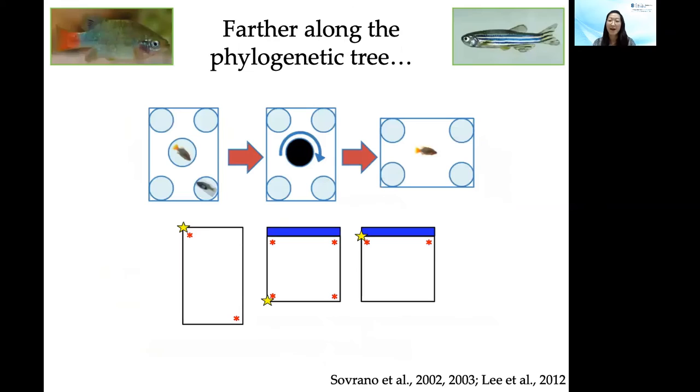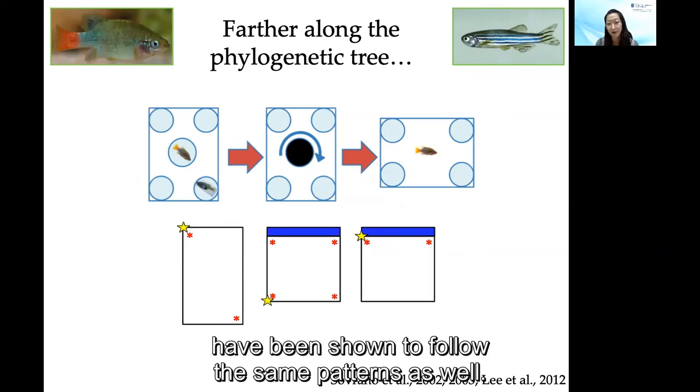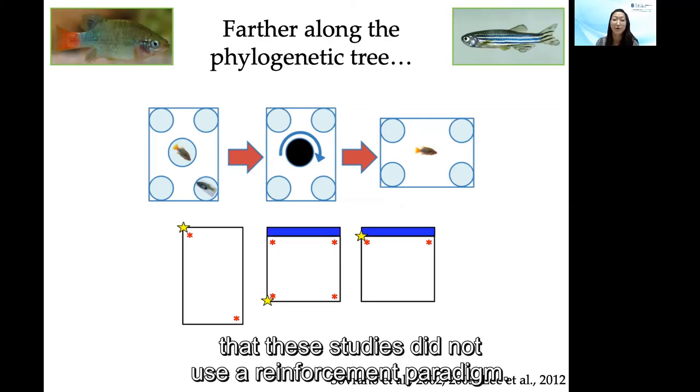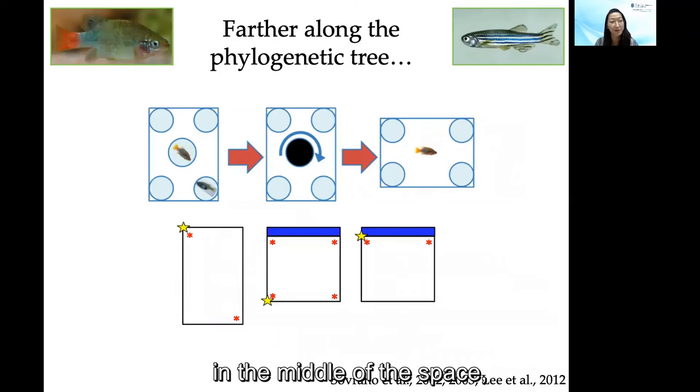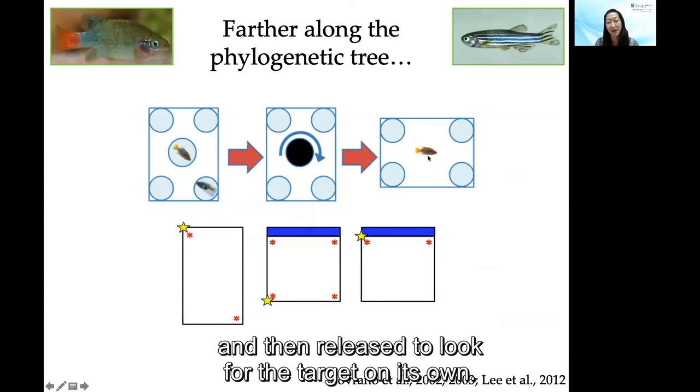Various species of fish have been shown to follow the same patterns as well. It's important to point out that these studies did not use a reinforcement paradigm. Most of them were conducted with an animal placed in a transparent cylinder in the middle of the space, shown a visible target, which was then covered up, and then released to look for the target on its own.